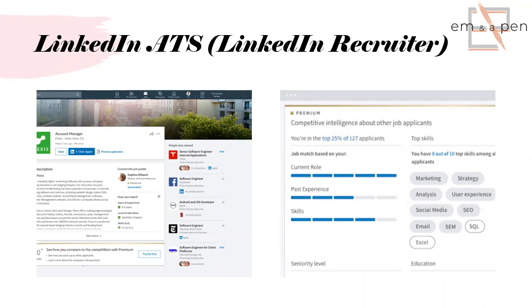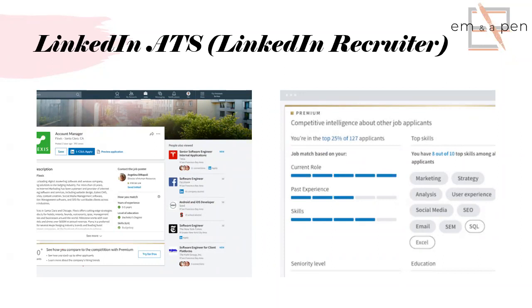Because when you have Premium and you're a candidate, let's say you're applying for this account manager role and you're moving to California, right? Here's the job description of what they're looking for. But on the right, it shows how you match. Now, it does show that to you when you're not Premium, but it goes a little deeper. See here on the right, this is competitive intelligence. It shows you, based on your resume and your LinkedIn profile, you're in the top 25% of 127 people.